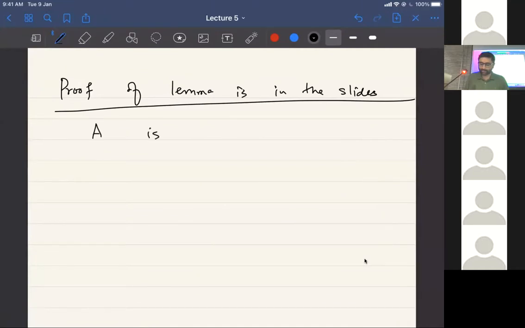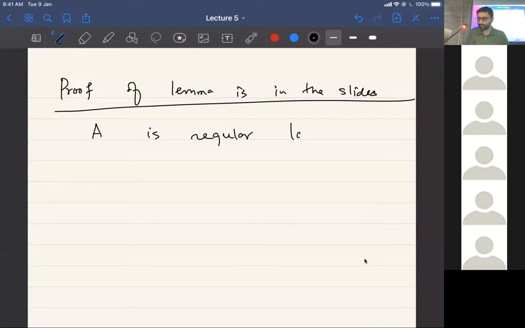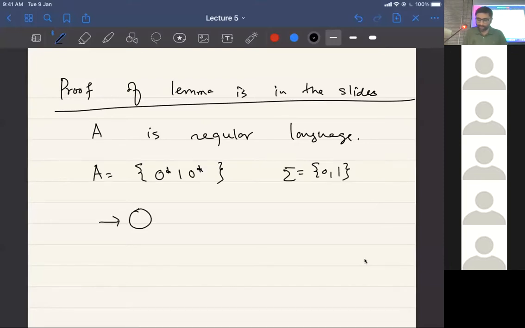Suppose A is a regular language defined by a regular expression, and that regular expression is 0 star 1 0 star. It is a very simple language. Suppose the alphabet is 0 and 1. Can you draw an automaton for this? Yes, you can, and this would be the automaton. This is an NFA which accepts 0 star 1 0 star.